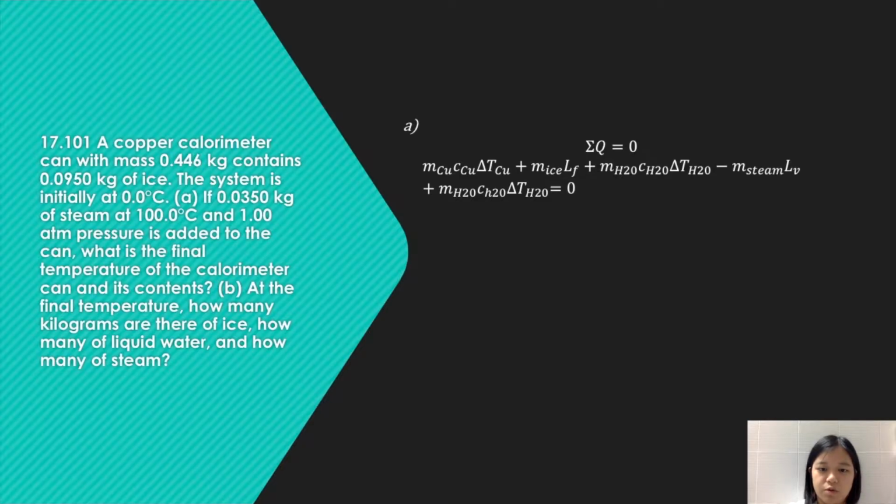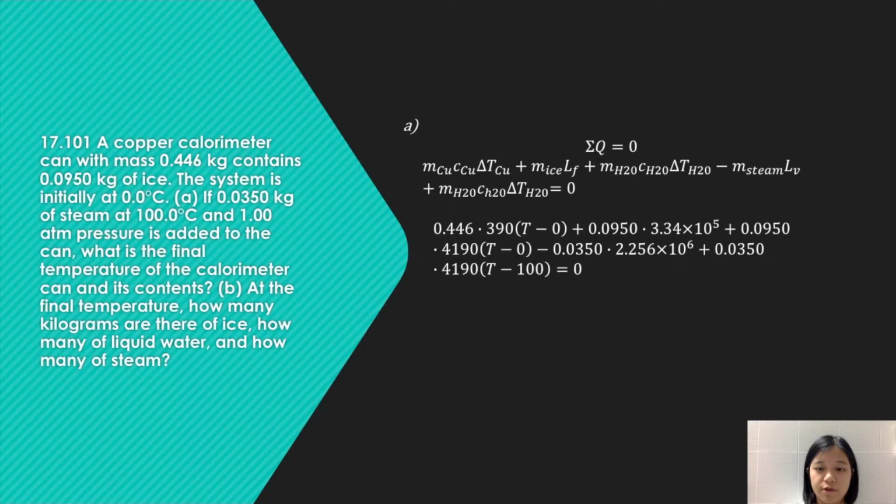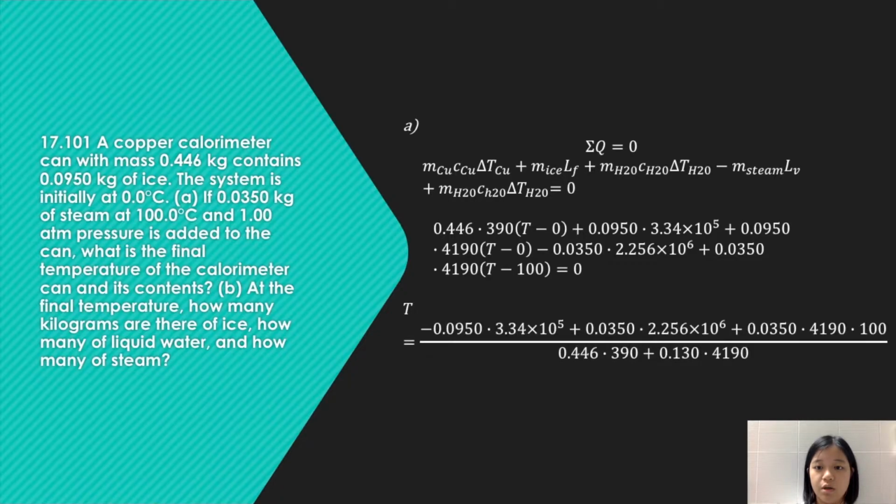So next we can substitute the masses and the initial temperatures and the latent heats of fusion, latent heats of vaporization, and the specific heats, so that we can be left with the final temperature. So we can just isolate T to get this equation, and you can just plug that into the calculator to get the final temperature, which will be 86.1 degrees Celsius. It doesn't matter to convert to Kelvin because the change is the same regardless of whether it's Celsius or Kelvin.